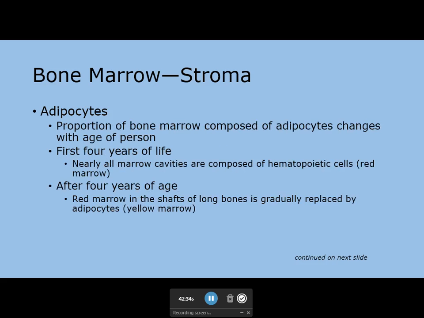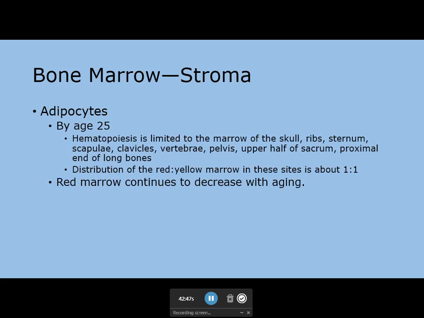In the first 4 years of life, nearly all marrow cavities are composed of just red marrow, and then as they get past the 4, they start getting gradually a little bit of fat, yellow marrow, is what we call it. Of course, by age 25, we are completely at that 1-to-1 ratio. That kind of sounds strange, but you have to remember there's more volume in the ends of the bones than in the shaft of the bone. So even though it looks like you have more yellow, it's actually a 1-to-1 ratio. They're just all pushed into the ends of the bones instead of being in the shaft. So that's by the time you're 25.